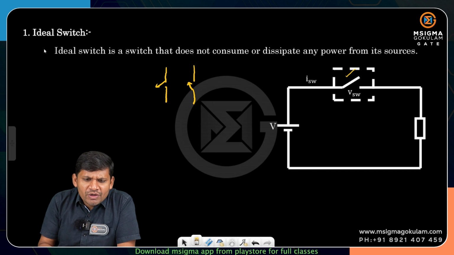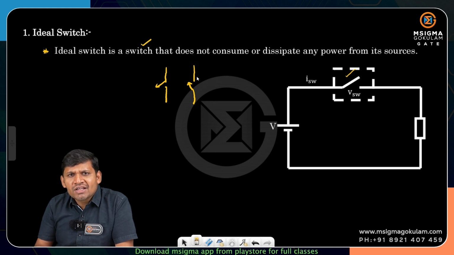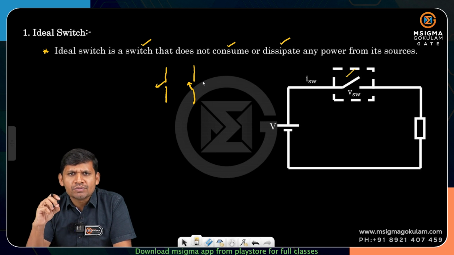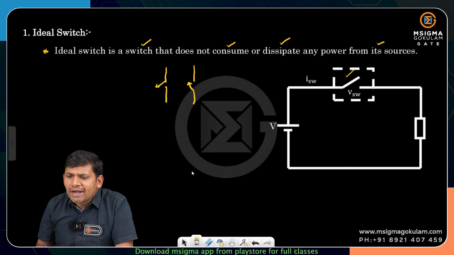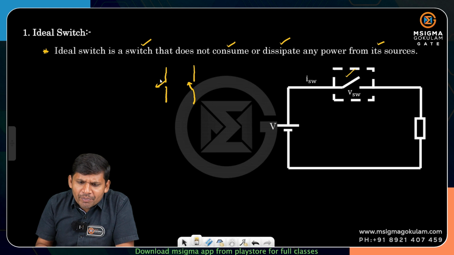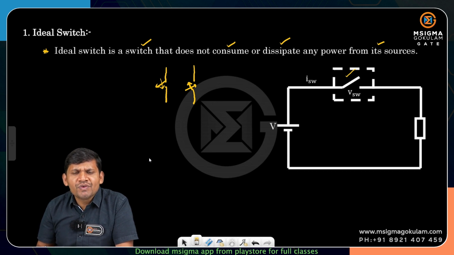First, we will see what exactly an ideal switch is. Why is it called an ideal switch, friends? An ideal switch is a switch that does not consume or dissipate any power from its source. If it cannot dissipate or consume any power from the source, then it is an ideal switch. The switch can be represented like this or like this. If the switch is in the on state, what are the observations? If the switch is in the off state, what are the observations? That I have to discuss.